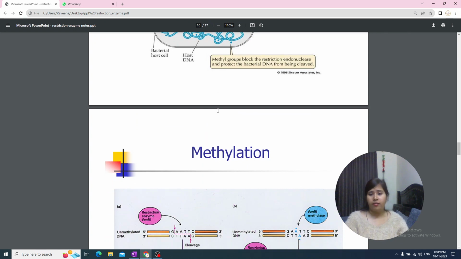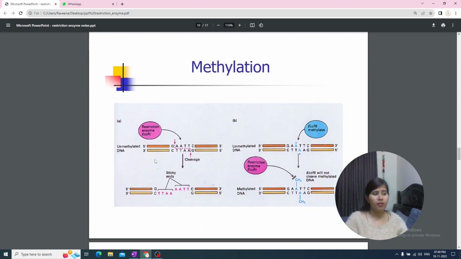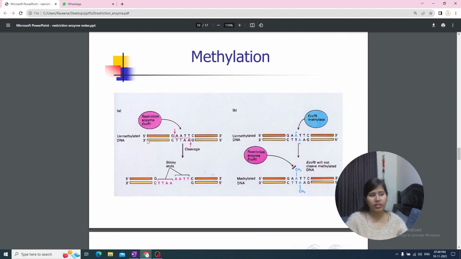Okay. Now, what is basically happening here? What is the main function of methylation? Here you can see when there is no methyl group on the DNA, this is your unmethylated DNA. Methylation is not here, a methyl group is not added here.